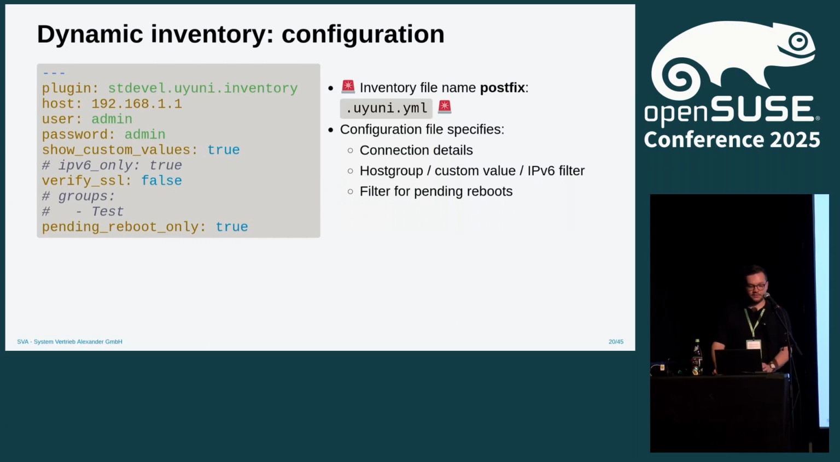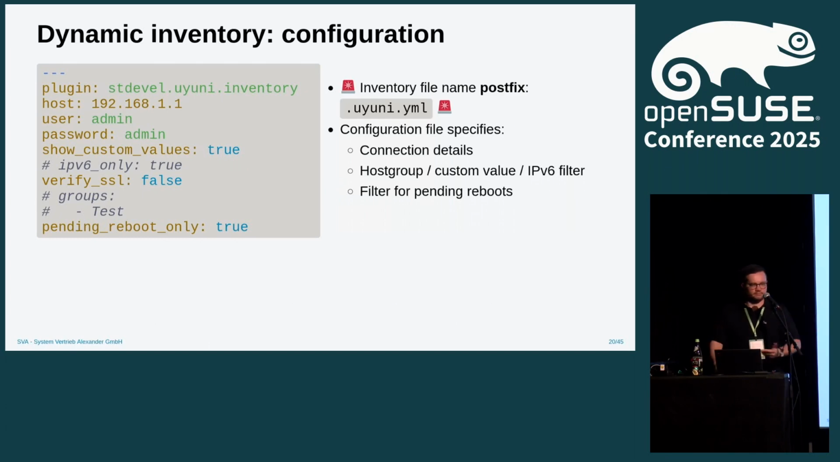You can also limit to various groups within Uyuni, and there's also a filter called pending reboot only, so you can only see those systems that actually require a reboot, and then do, after all your system maintenance, only reboot the systems that actually need a reboot. And I don't know why I put an IPv6 filter there, but I think there must be a reason for this.